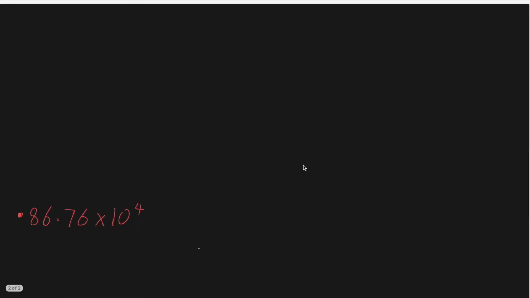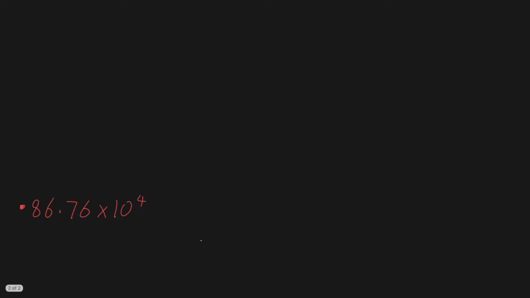Wait a second. Okay, let's just change it to orange here. We have 86.76 times 10 power 4. So you can actually see that the value is not correctly written in scientific notation. We already know that this value is more than 10, when in fact it should be less than 10. So this is clearly an incorrect scientific notation.